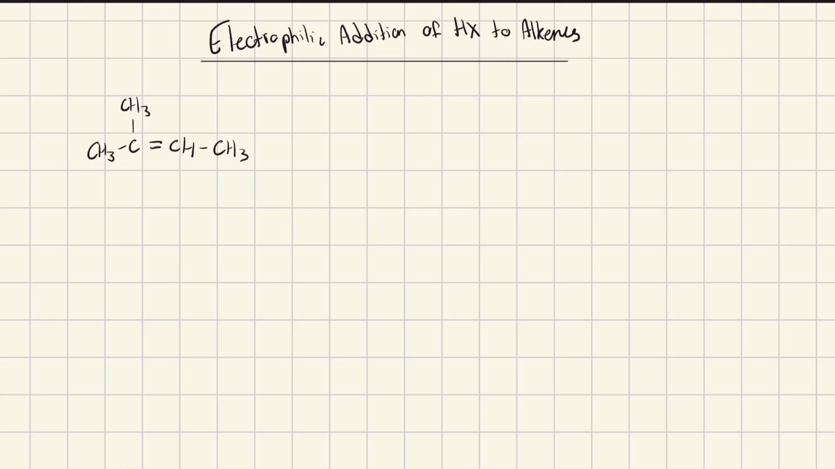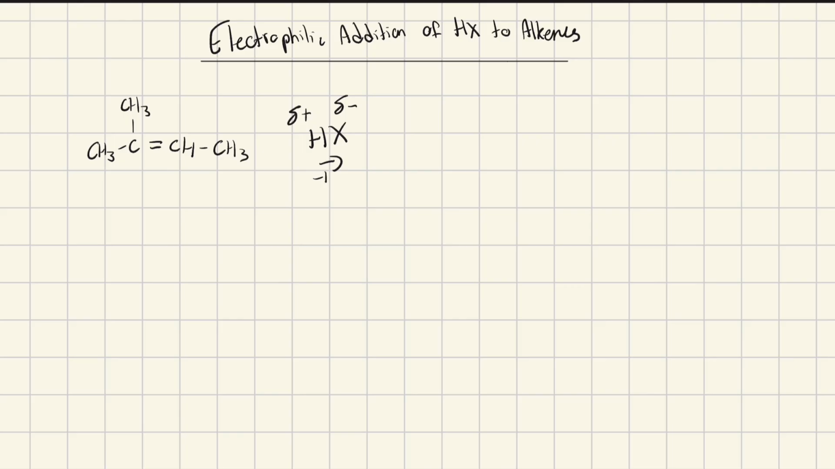Alkenes are rich in electrons because of their pi bond, which is their double bond. That pi bond can act as a nucleophile, and it can attack an electrophile. Our hydrogen halides, I'll just write it as HX, are polar molecules. Since our halide is much more electronegative than our hydrogen, we're going to have an electron withdrawing effect here, making our halide more negative and our hydrogen partially positive.